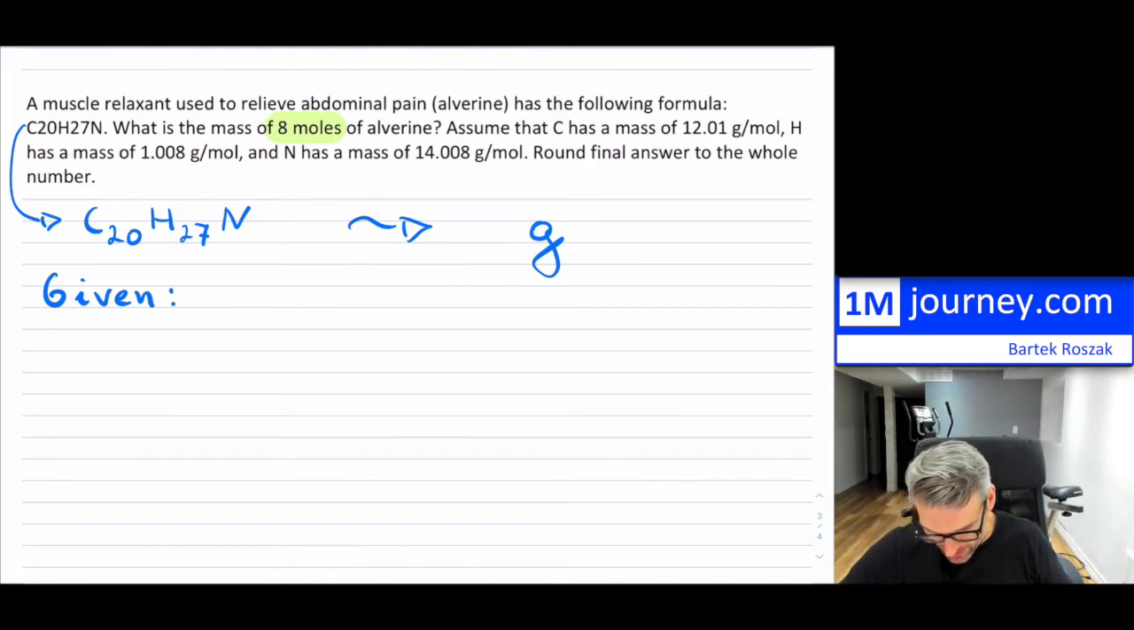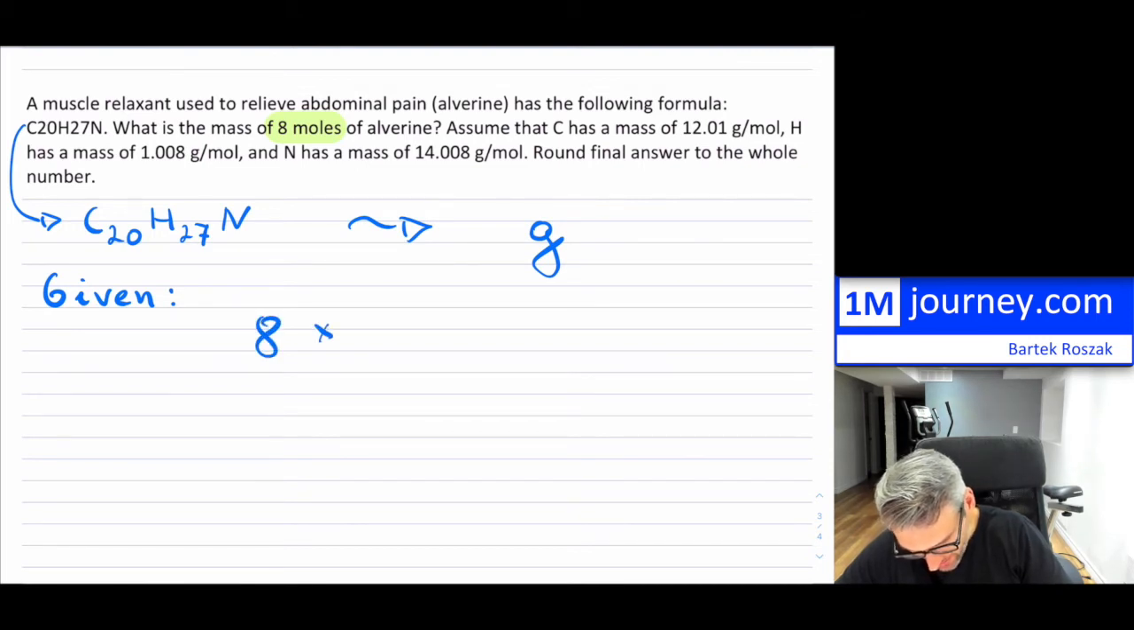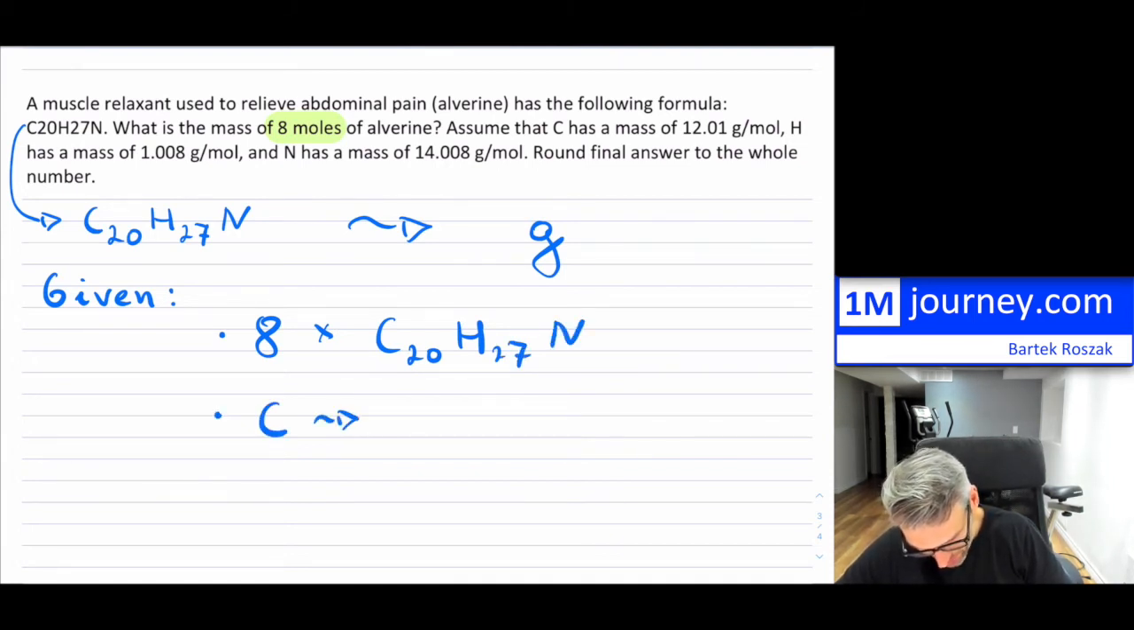So again, what I like to do is write down all my givens. So how many do they need in total? Well, they want 8 of these, C20H27N. And now this carbon, they gave that to us, which is 12.01.